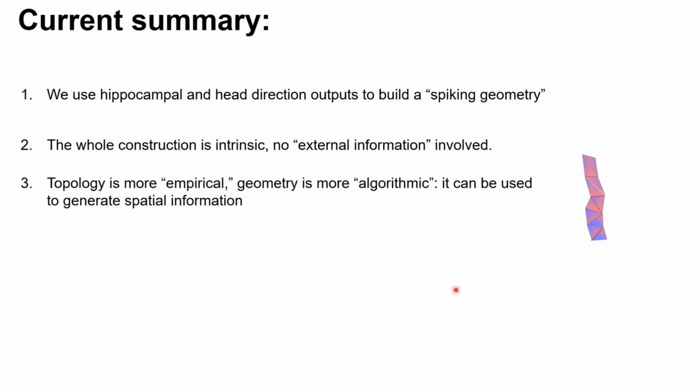Now, we also saw that topology is more empirical. It's something we have little control over, but geometry is more algorithmic, and it can be used to generate spatial information and guide spatial learning. And also, empirical learning can be complemented by intrinsic learning coming from this geometry analysis.